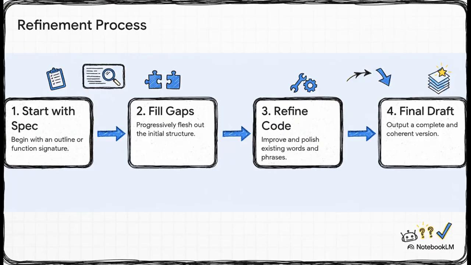So the process works exactly like this. The AI starts with your spec, your outline. Then it starts filling in the gaps, kind of like fleshing out a bullet point list. It'll then go back and refine the words and phrases that are already there, and boom, eventually you get a finished piece of code. It's all iterative, just like actual writing.